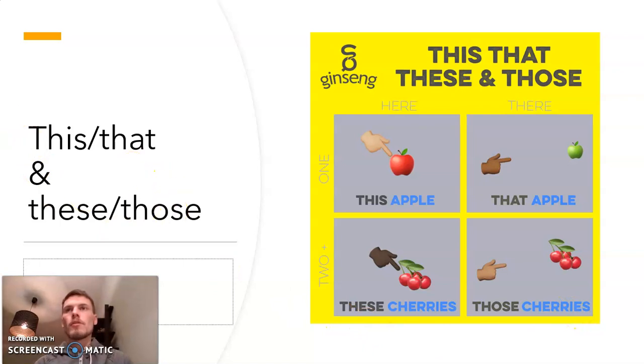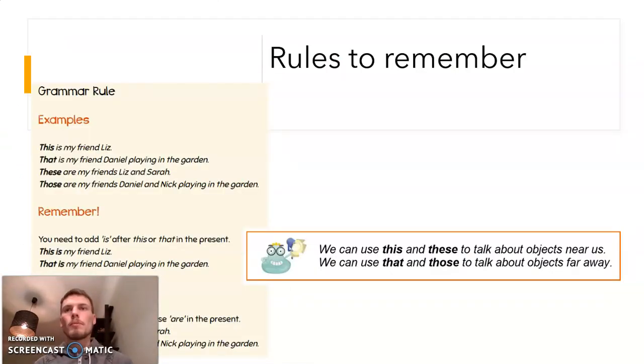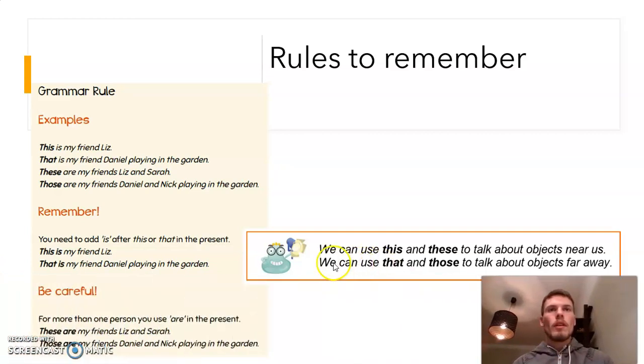And then there are some rules that we have to remember. That is, we can use this and these to talk about objects near us, like they're close to you, and we can use that and those to talk about objects that are far away. For example, this is my friend Liz, and that is my friend Daniel playing in the garden.